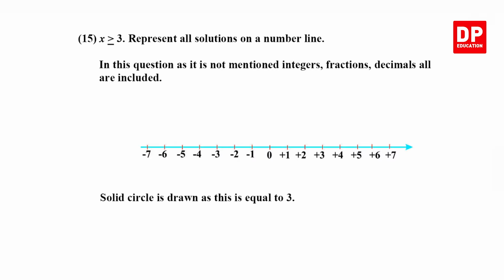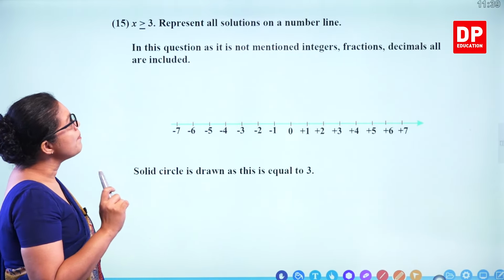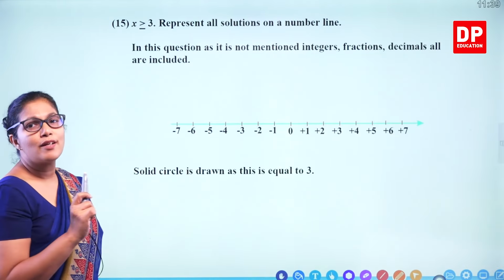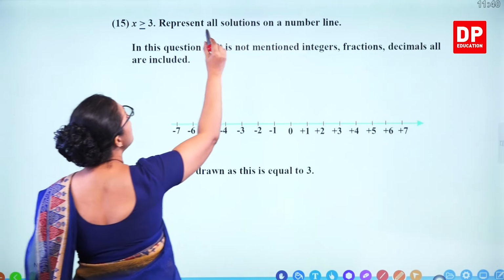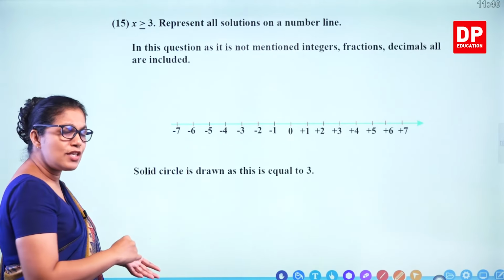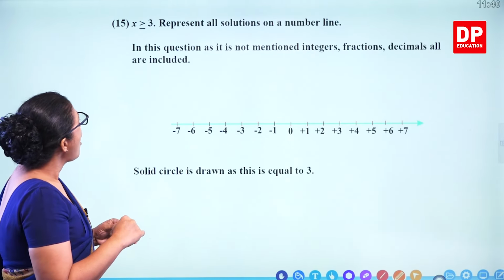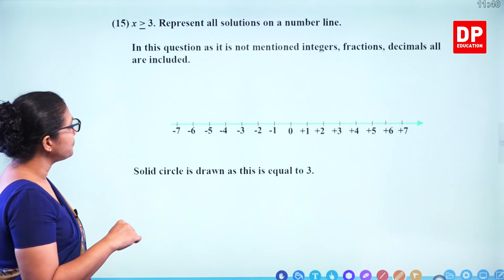x greater than or equal to 3. Represent all solutions on a number line. In this question, as it is not mentioned as integers, fractions and decimals are all included. So here it's not mentioned. It says all solutions. It can be integers, fractions, decimals. So how can we represent this? So greater than or equal to 3.